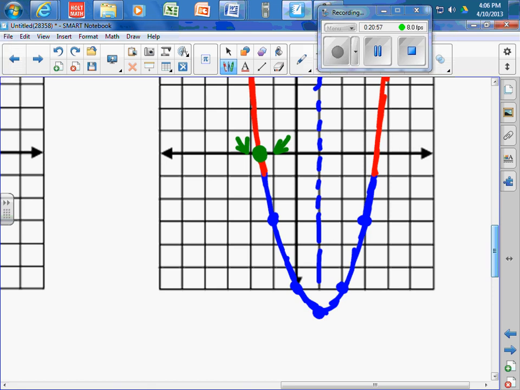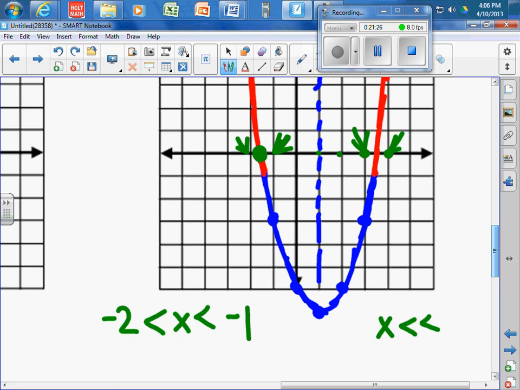How do we write that? Well, we're talking about x, right? And we know it has to be less than -1. But at the same time, x has to be greater than -2. So that's how we would write that one. This one is somewhere between 3 and 4. So I know x is going to have to be less than 4, but at the same time it has to be greater than 3. And that's how we will show this solution.